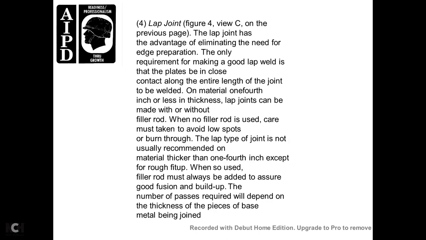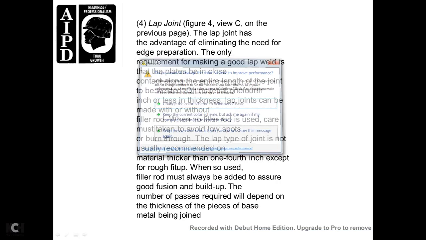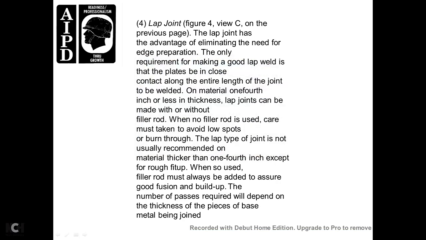Lap joint. Figure 4, view C, of the previous page. The lap joint has the advantage of limiting the need for edge preparation. The only requirement for making a good lap weld is that the plates are to be in close contact along the entire length of the joint. On material 1/4 of an inch or less in thickness, lap joints can be made with or without filler rod. If no filler rod is used, care must be taken to avoid low spots and burn through.